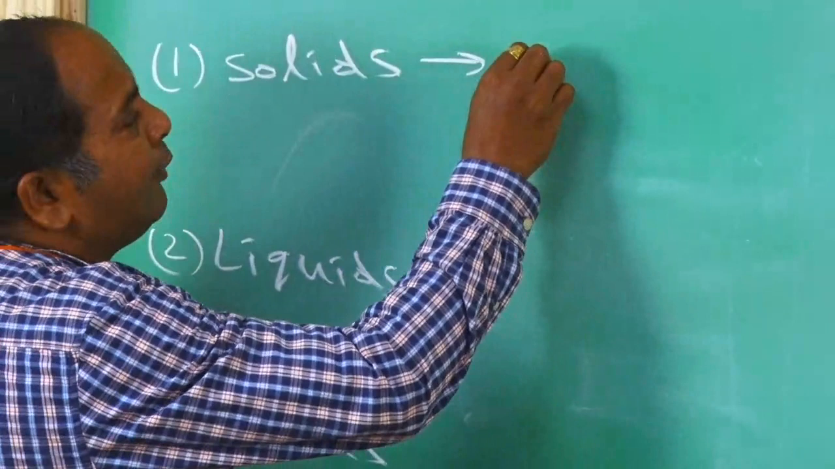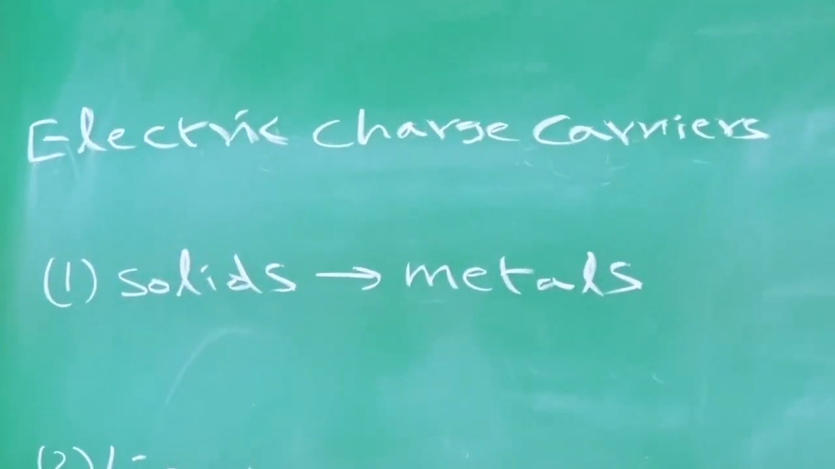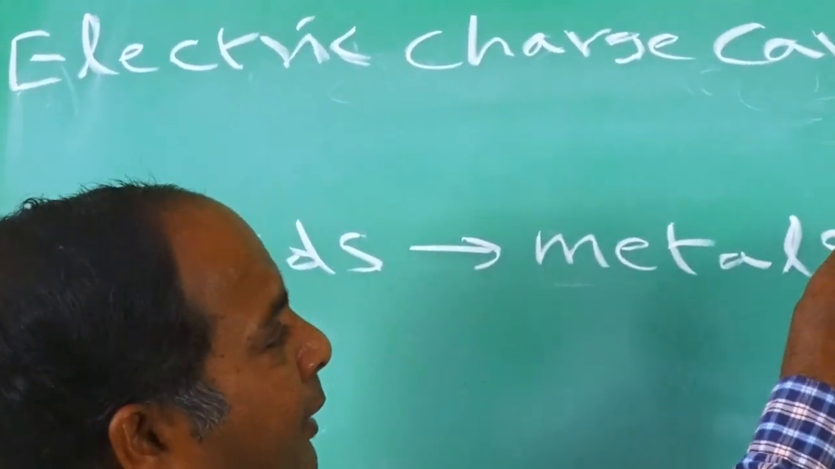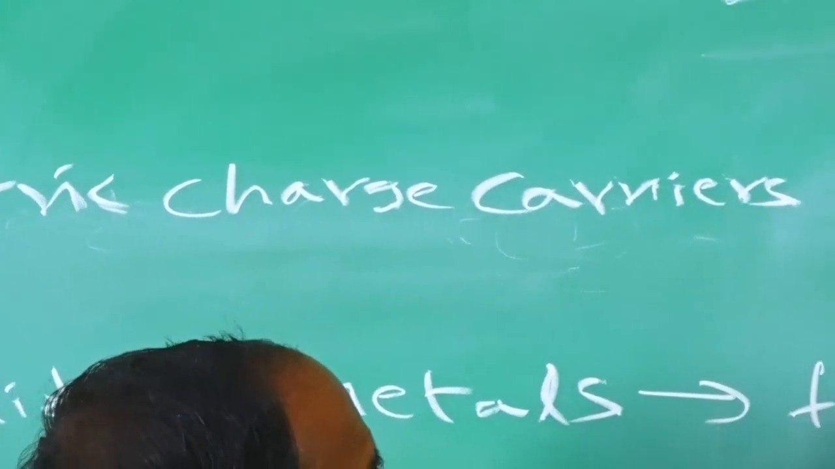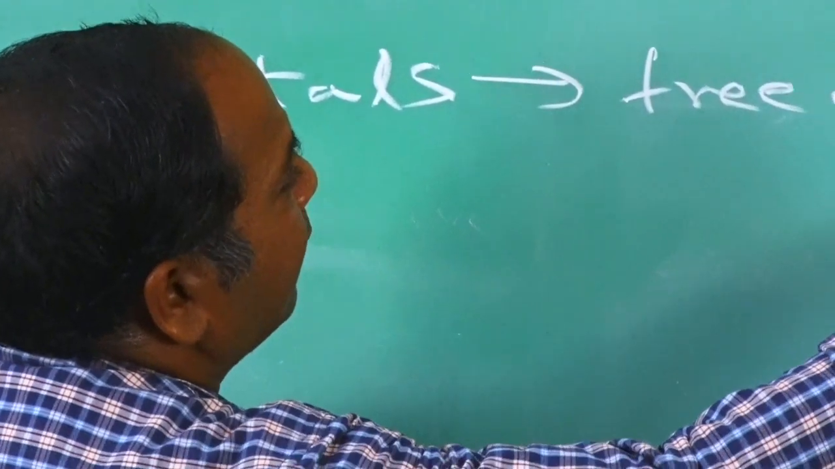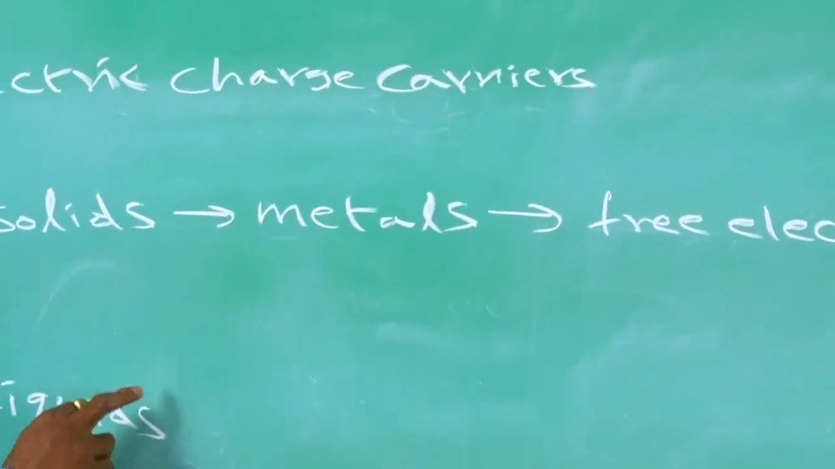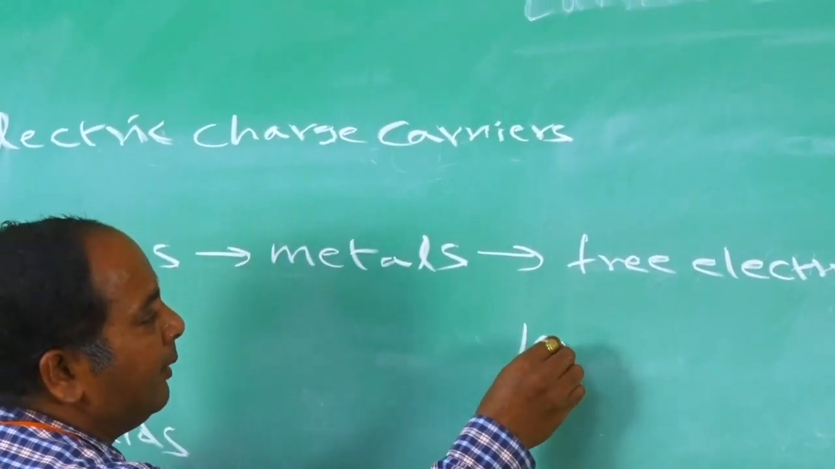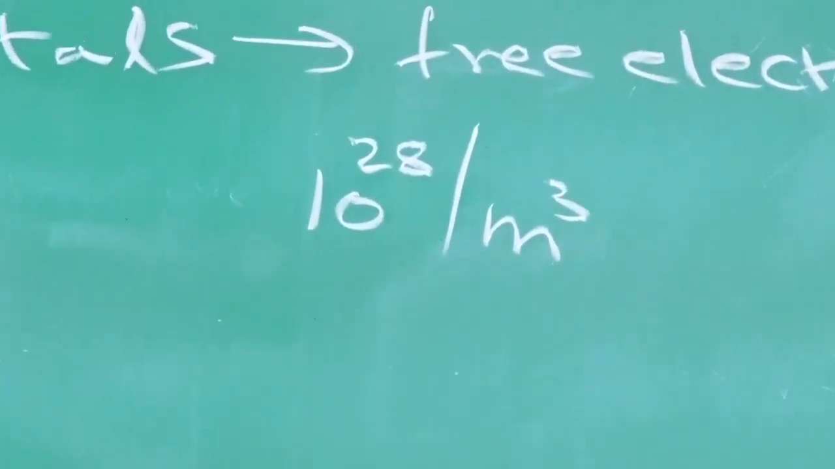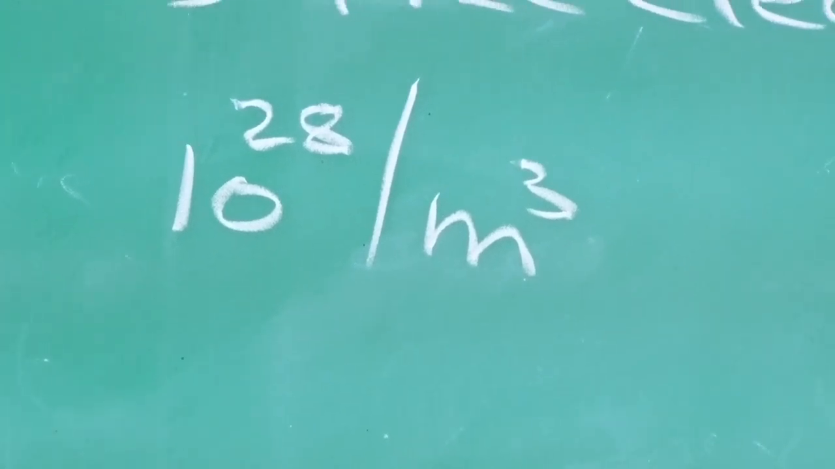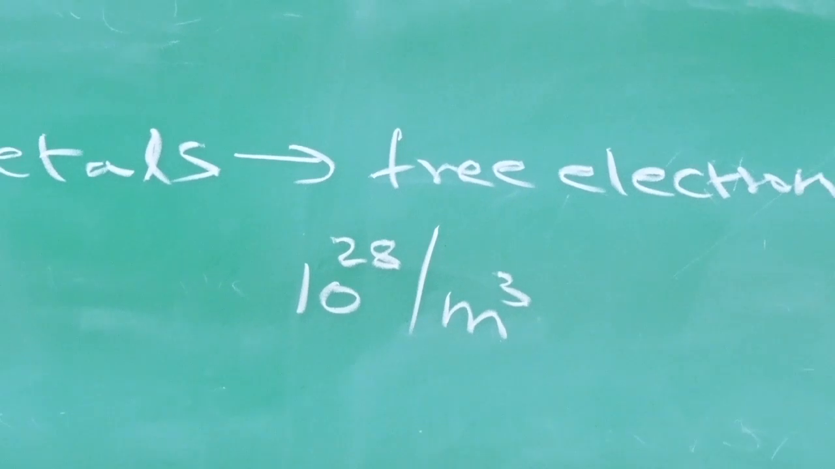Generally in solids, metals are those which allow the flow of charges. In metals, the charge carriers are free electrons. In solids, these free electrons are available at approximately 10 to the power of 28 per meter cube. That means the electron density, we may assume, is 10 to the power of 28 per meter cube.